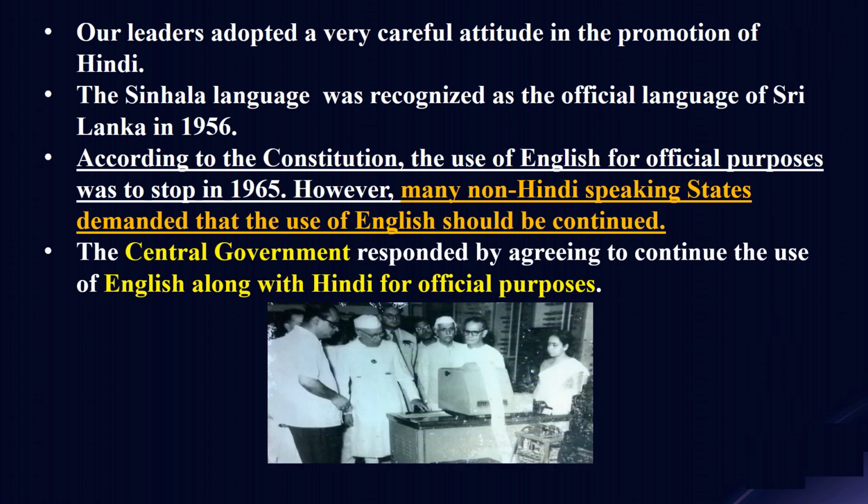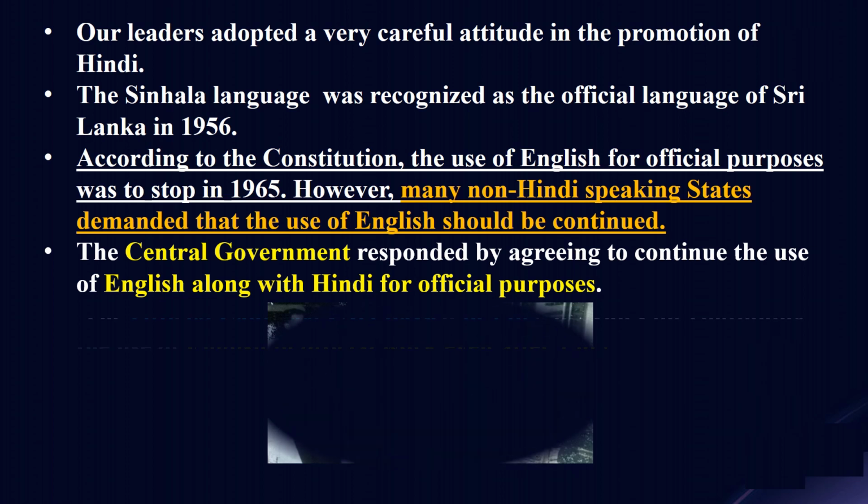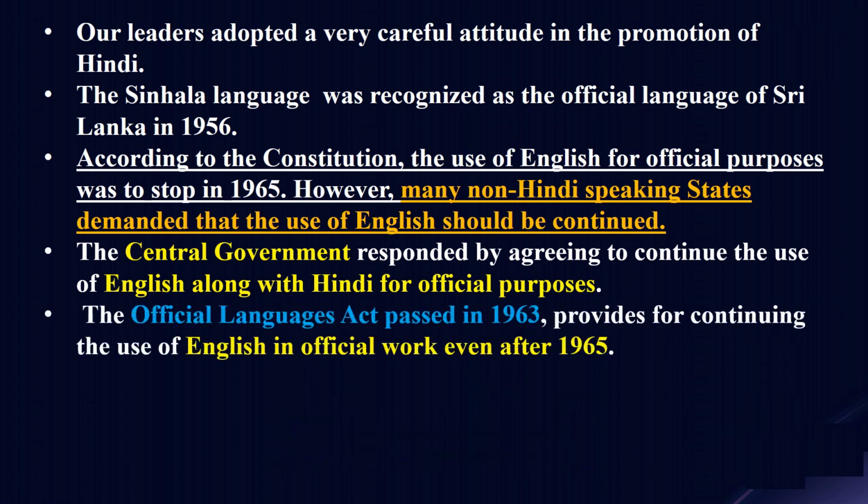And a leader said that it is up to the non-Hindi speaking states how long they want English to be used for the official purpose. And no one else had the right to decide for them. As a result, in 1963, the Official Languages Act was passed in India, which provides for continuing the use of English in official work even after 1965.